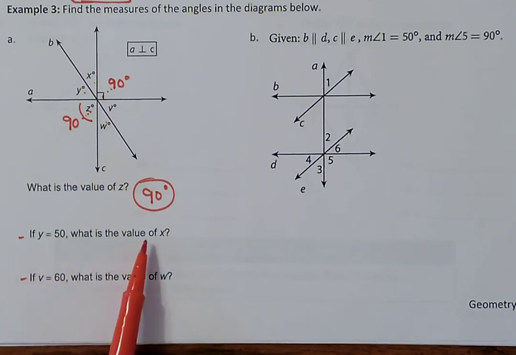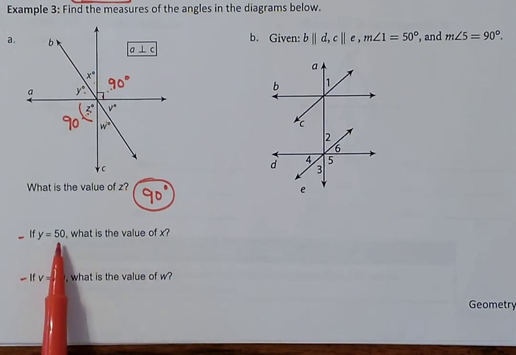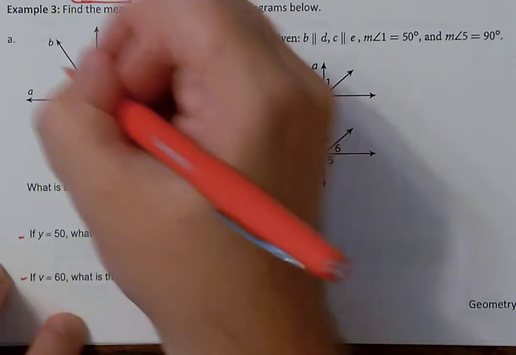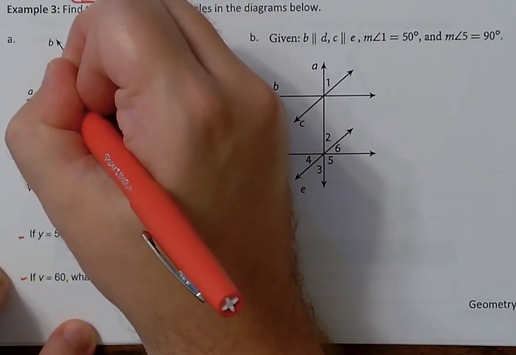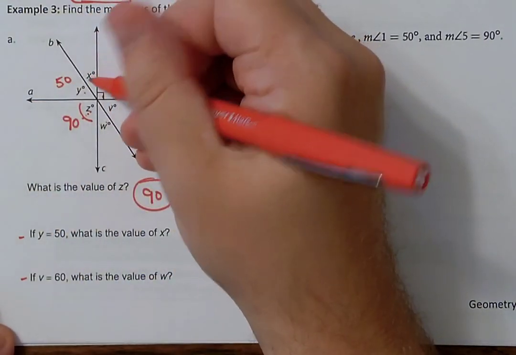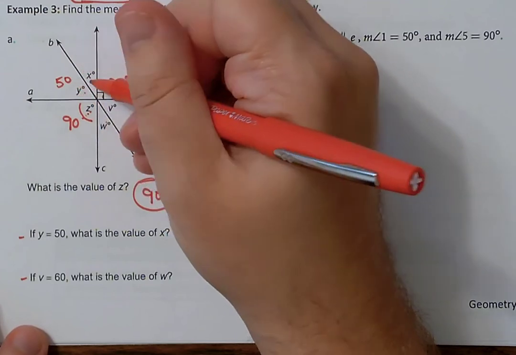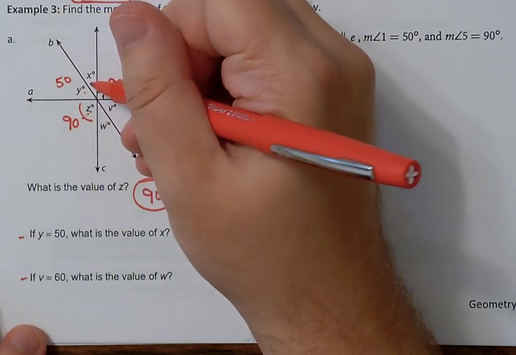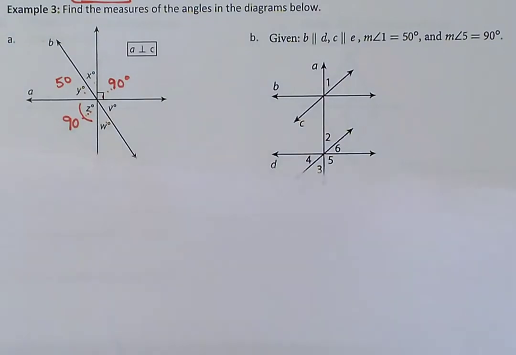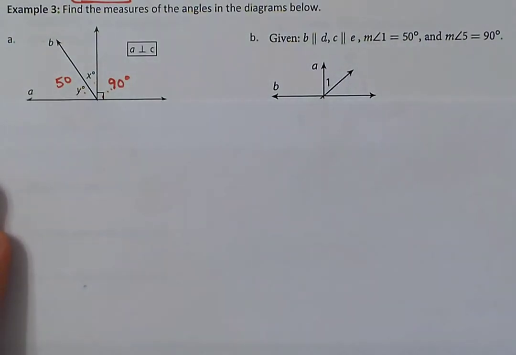Alright, so if we look at this part, it states if y is 50, what is the value of x? So if this is 50 degrees, what is the measure of x? Well, if we first of all just kind of ignore the bottom part, this forms a straight line, all three of these, so that means they add up to be 180.